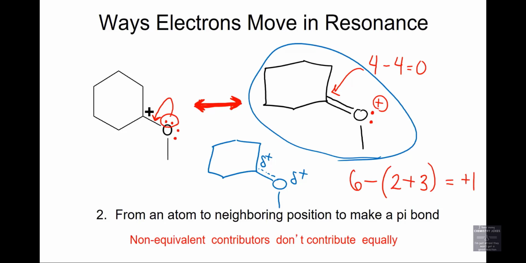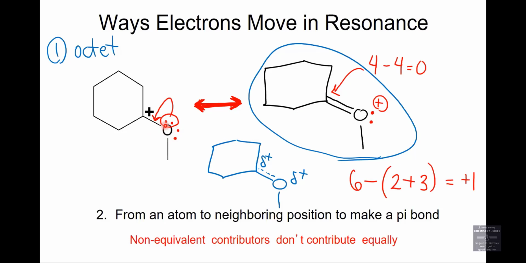How do I know that? Well, there are some priorities to ranking resonance contributors. The number 1 rule to ranking important resonance contributors is the octet rule. In this molecule on the left, carbon does not have an octet. That's not great. In this molecule on the right, carbon does have an octet, so that's much better.